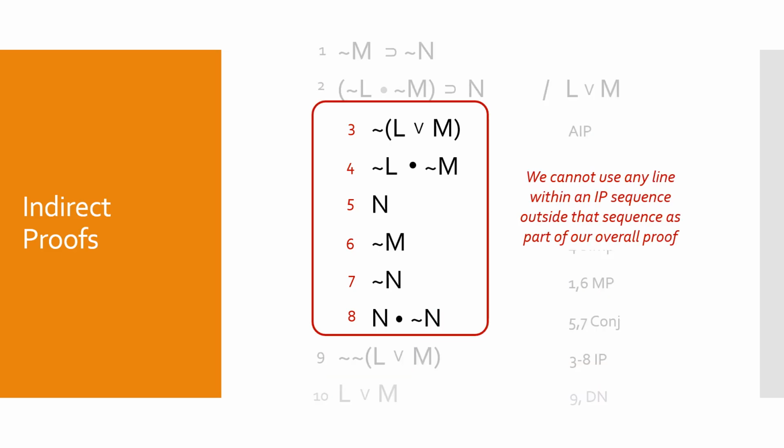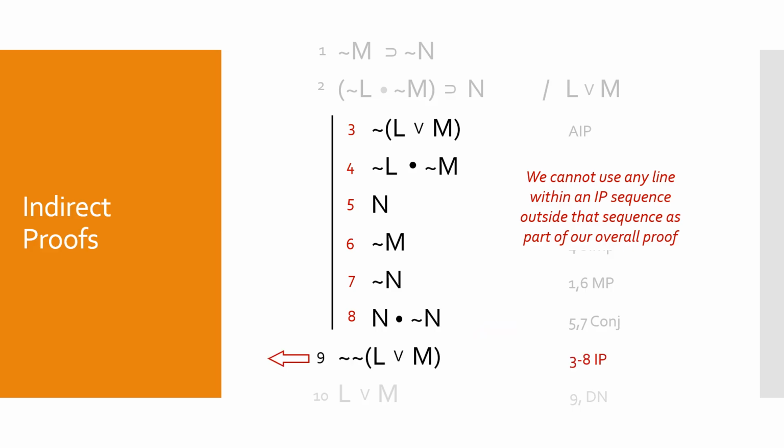Now, it's very important to remember that just like with a conditional proof, we cannot use any line within an indirect proof sequence outside of that sequence as part of our overall proof, because everything there is working based on a mere assumption. But what this does do for us is give us evidence for the claim that will ultimately be made in line 9. But of course, once we're able to discharge that statement from the indirect proof, it becomes part of the original proof and it is determined to be true.